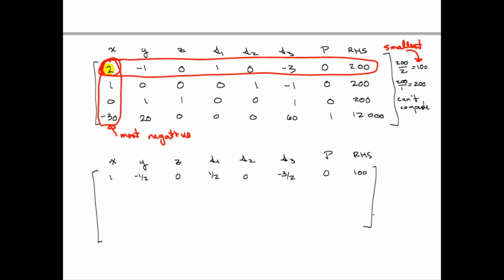That's my first row. Second row, I have 0, 1/2, 0, -1/2, 1, 1/2, 0, 100. Third row, 0, 1, 1, 0, 0, 1, 0, then 200. And the last row, 0, 5, 0, 15, 0, 15, 1, and 15,000.